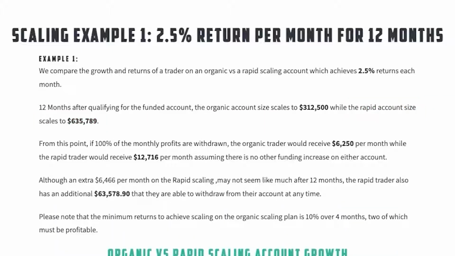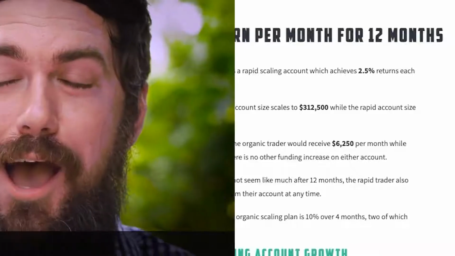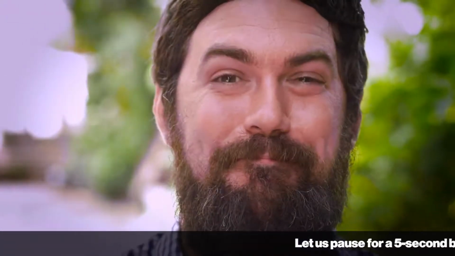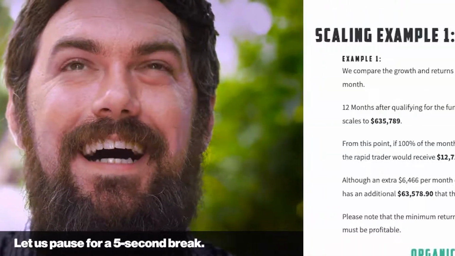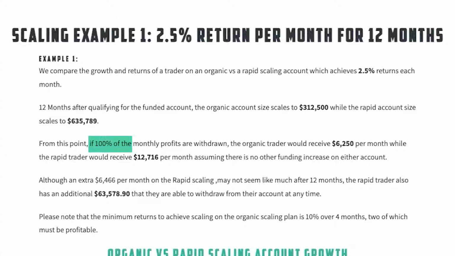Now, I know it's not going to be exactly 2.5% every month, but this is how we have to do it to calculate it. After the 12-month mark, if 100% of the monthly profits are withdrawn, the organic trader would be receiving $6,250 per month, while the rapid trader would be receiving $12,716 per month. Assuming there's no other funding, this is until the 12-month mark, so it doesn't include any other funding increases.